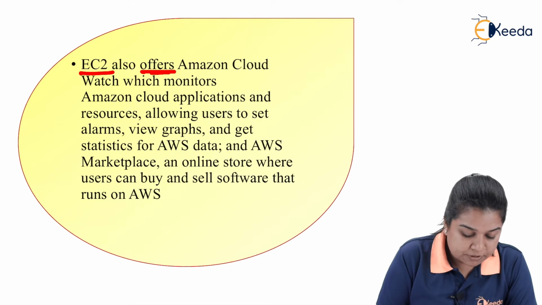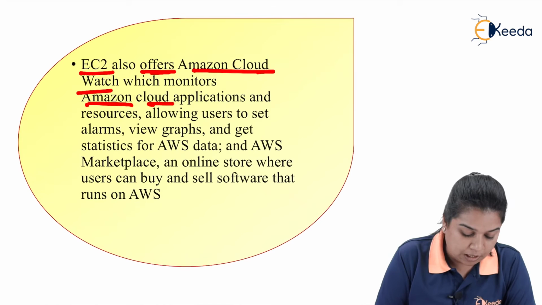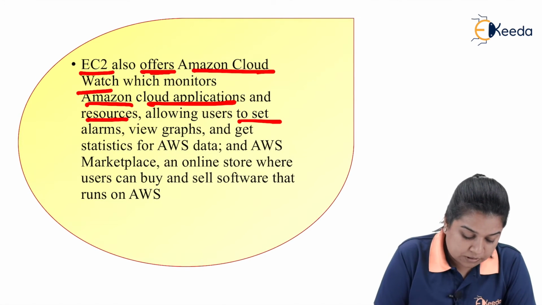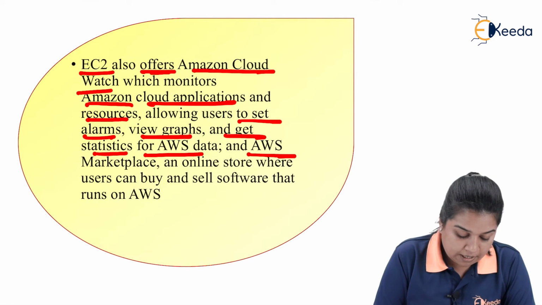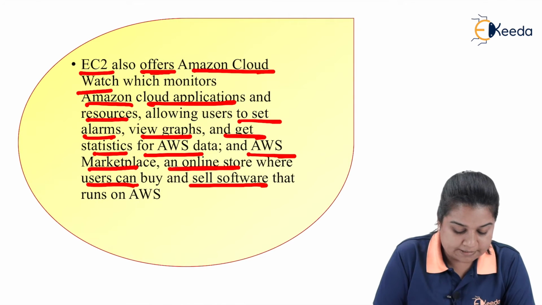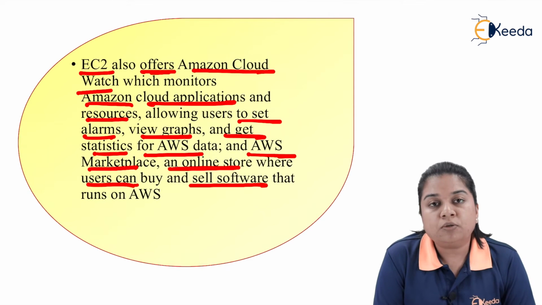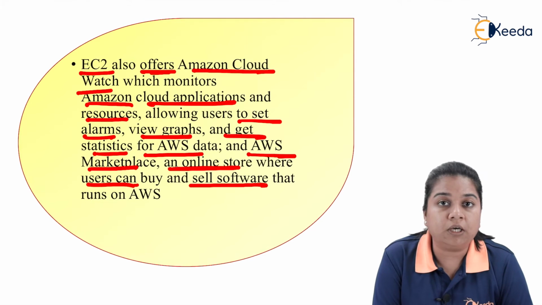EC2 also offers Amazon CloudWatch, which monitors Amazon Cloud applications and resources, allowing users to set alarms, view graphs, and get statistics for AWS data. And AWS Marketplace, an online store where users can buy and sell software that runs on Amazon Web Services. So these are all the things that can be done and how a user can work in Amazon Elastic Compute Cloud.